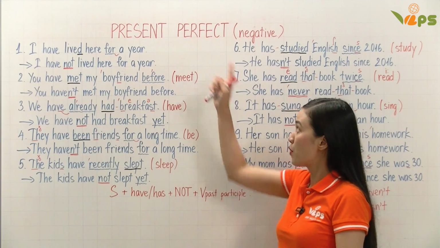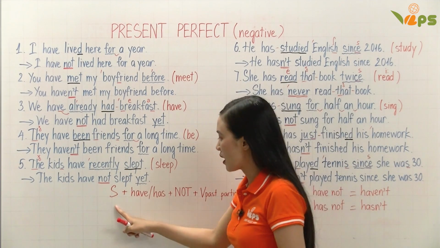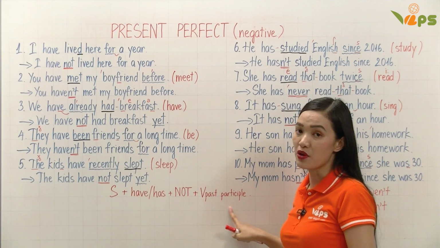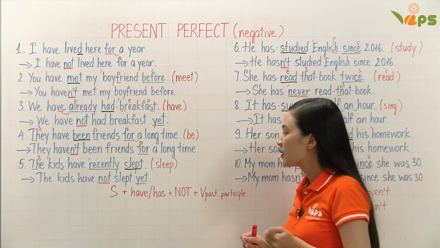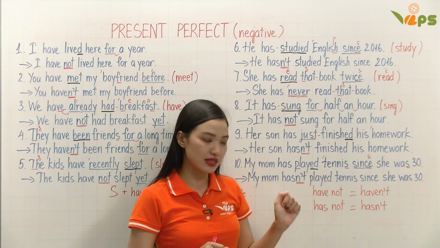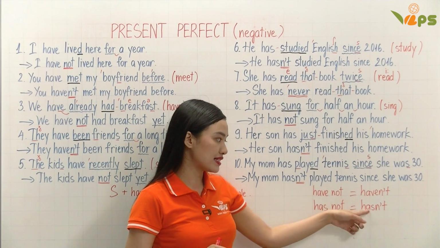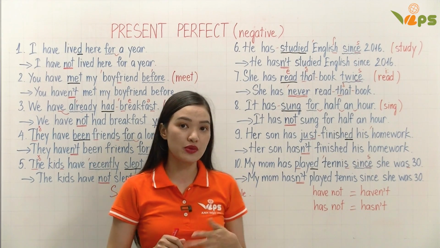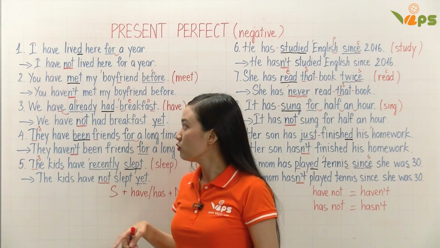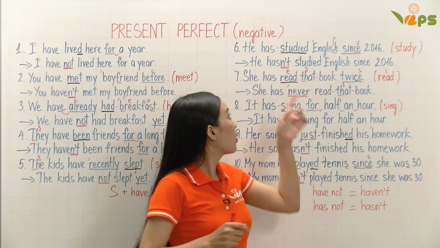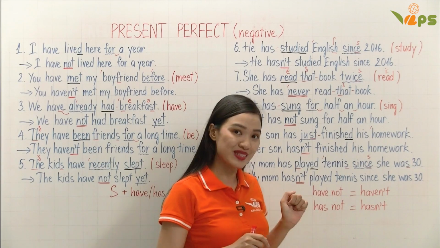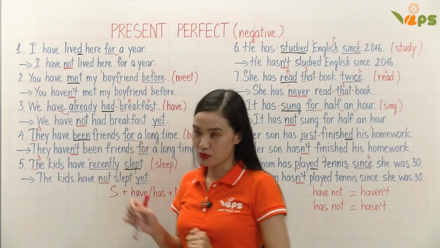Always remember that for present perfect tense, after the subject, we need to have, has, and then verb past participle, or we can say verb 3. Okay. Now, for have not in short form, we can say haven't. For has not, we can say hasn't. And of course, you know that for I, you, we, they, and plural nouns, we use have. For he, she, it, and singular nouns, we use has, right? Now let's go to the examples.